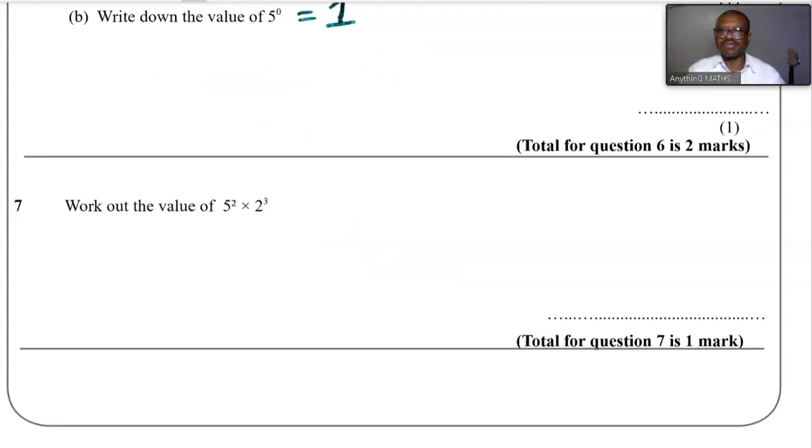Another value of, and we can see they all have different bases, so we can't really apply any rule. We find the value of this, and we find the value of that, and we multiply it. And 5 raised to the power 2 is 25, isn't it? Times 2 raised to the power 3 is 8. And when you multiply, you're going to get 200.